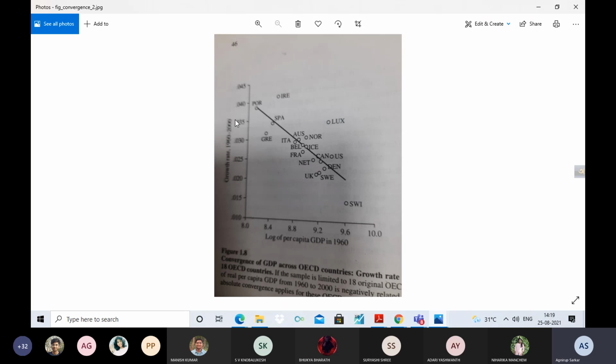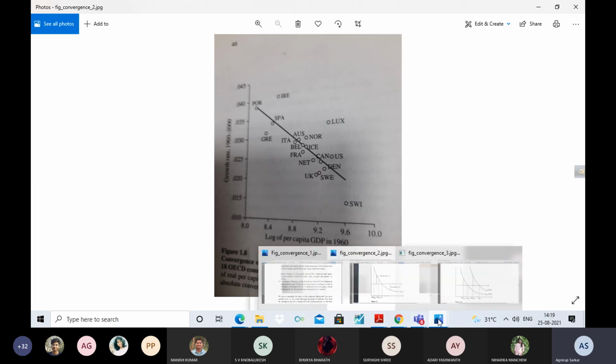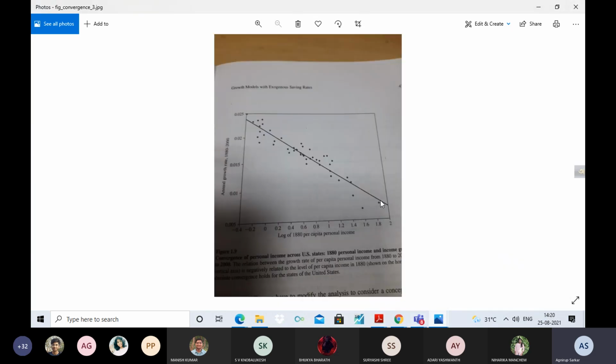Okay, so this type of result becomes more evident if we consider an even more homogeneous group. Let's say the continental United States, right? If you divide the US into different states, then that becomes a more homogeneous sort of sample, right? So if we do that, this is the sort of trend that we would get. So a more clear downward sloping trend.